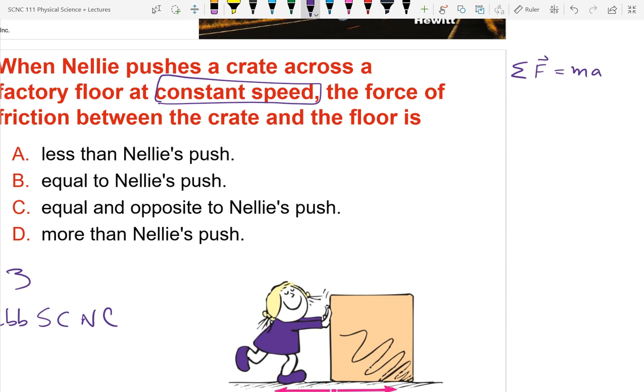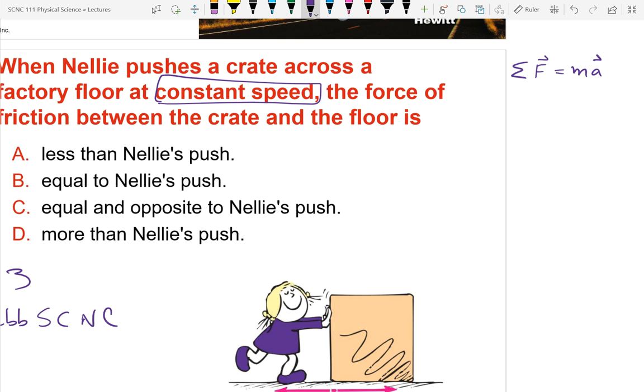Okay, well, this is a first law question, but I always like to use the second law. What's the difference between the first law and the second law? The first law says that an object stays in constant motion, meaning constant speed and constant direction, unless there's a net force acting on it.